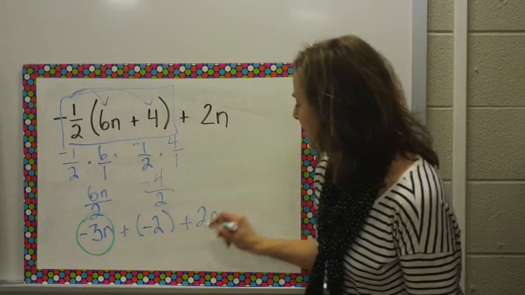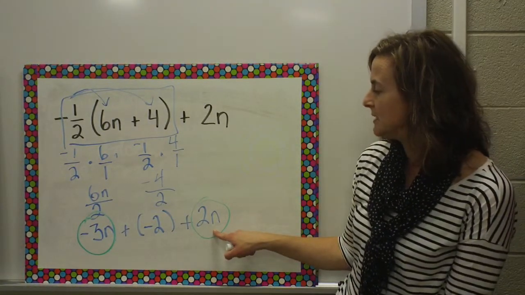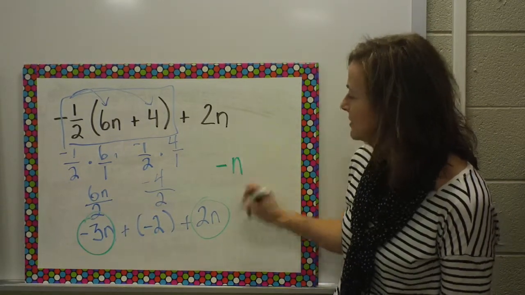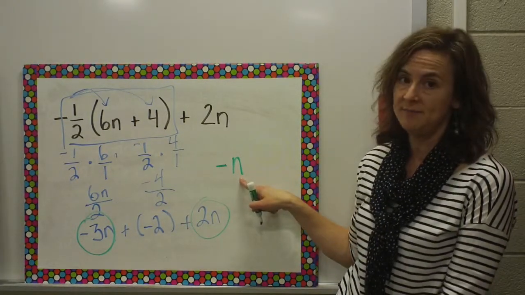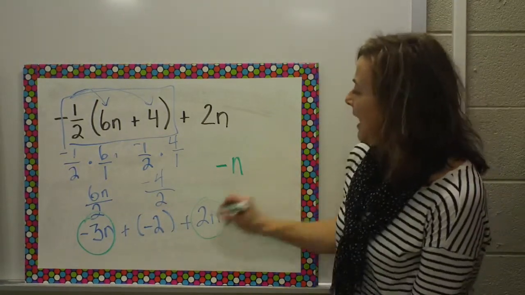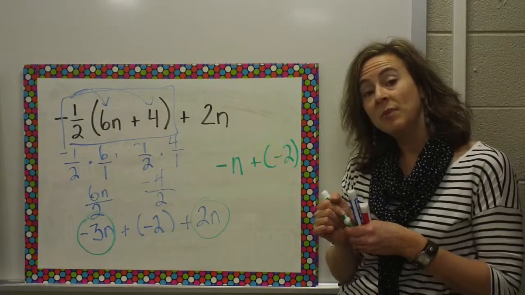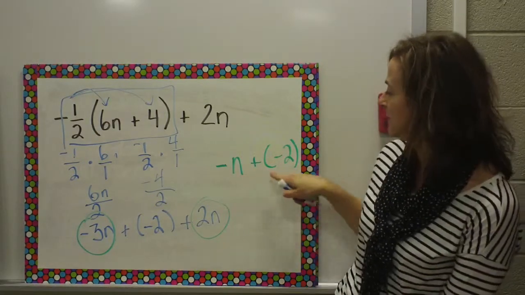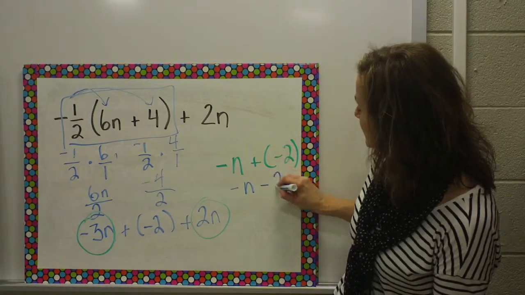I have n's here and n's here, so a negative 3n and 2n's is going to give me a negative n. Because 3, take away 2, is going to just leave me with 1n. And since 3 is further away from 0, it's going to be negative. And I have a negative 2. Remember that last step, because I have parentheses around my negative, I'm going to KFC, keep, flip, change, to get rid of that. So my final answer is going to be a negative n minus 2.